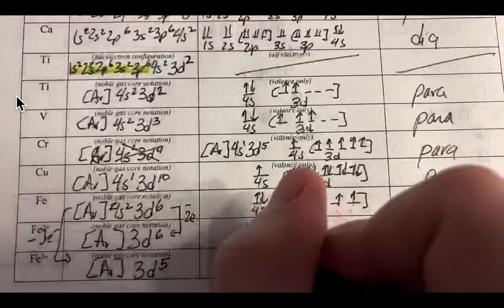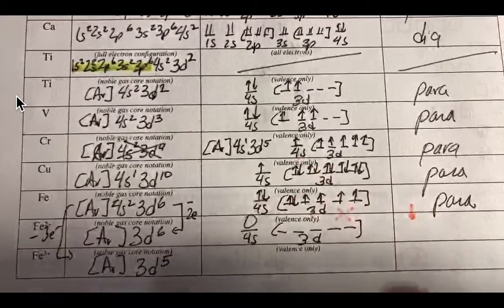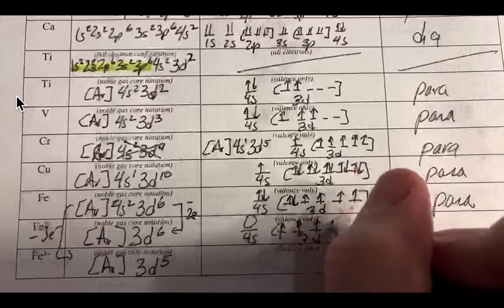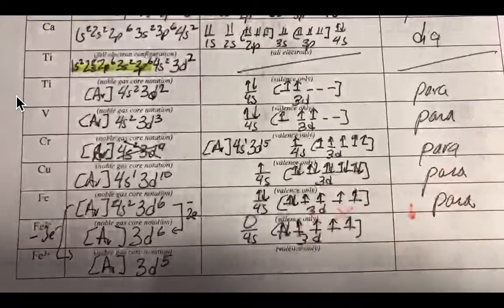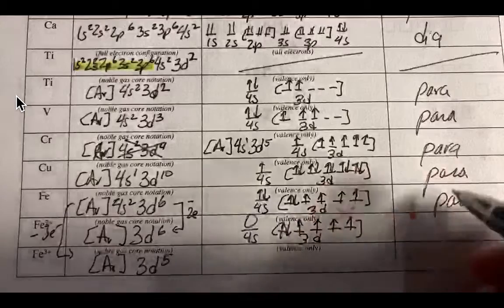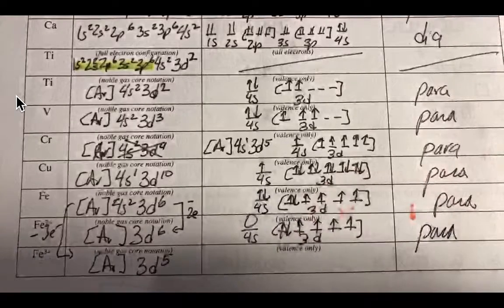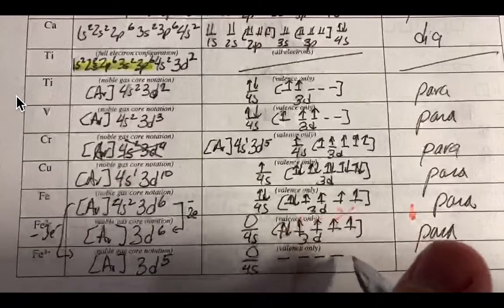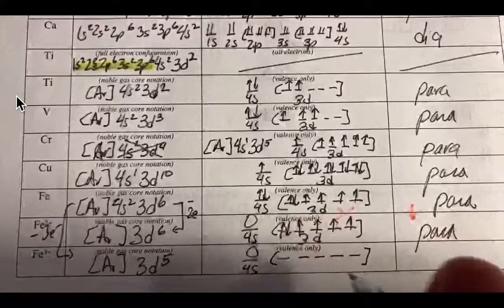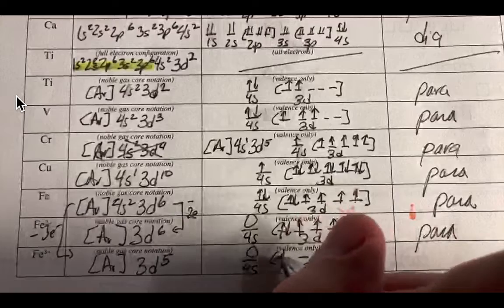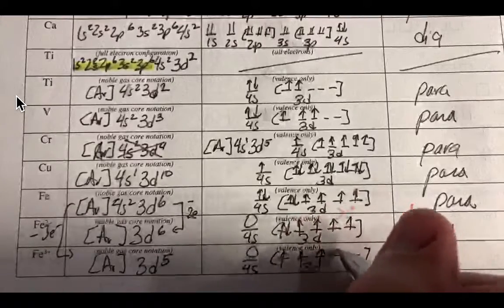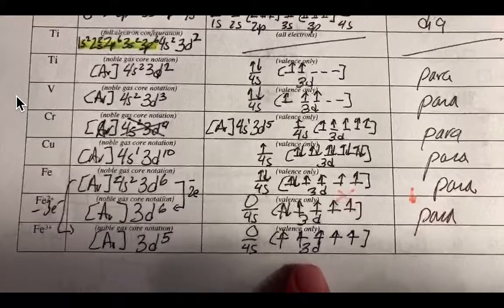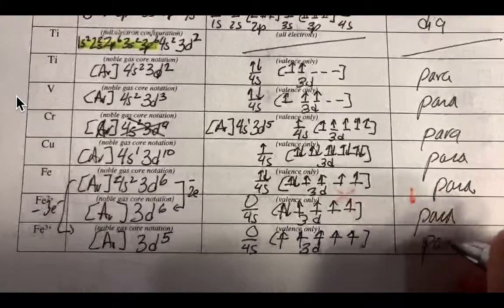For my iron 2, this now is empty. 4s is empty. And I have 1, 2, 3, 4, 5, 6 electrons in a 3D. So I have 4 unpaired electrons, so it also is most definitely para. And iron 3 is going to be the same situation. So 1, 2, 3, 4, 5. 4s is empty. It was oxidized away. I have 5 unpaired electrons in the iron 3, so para.